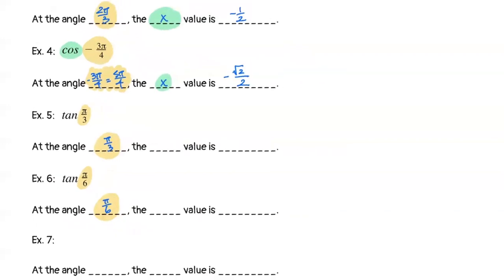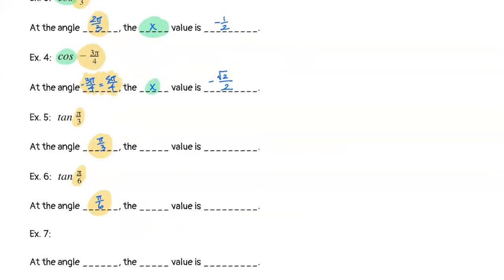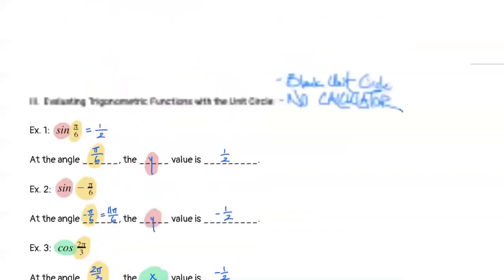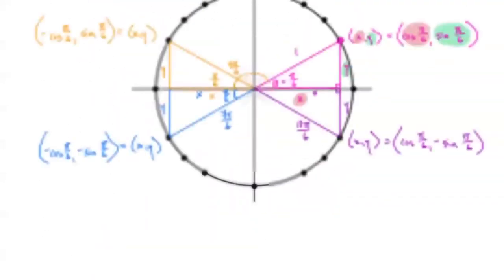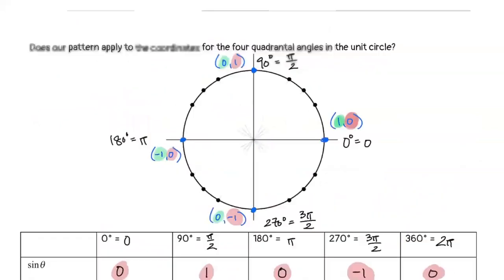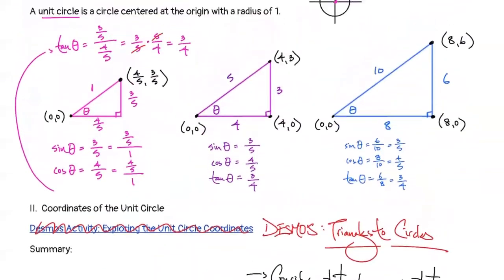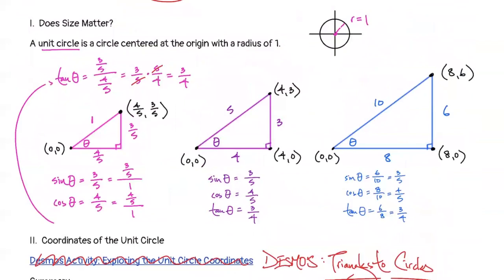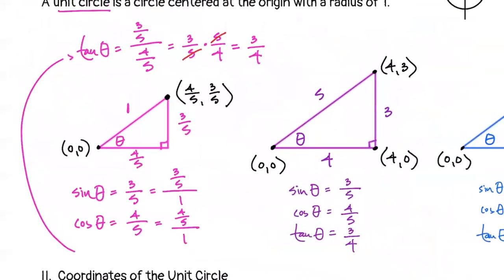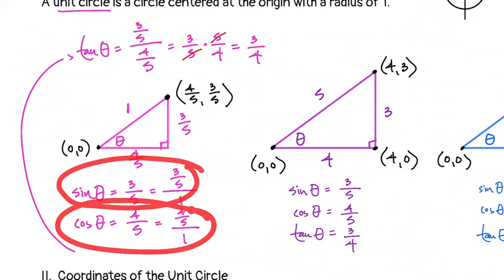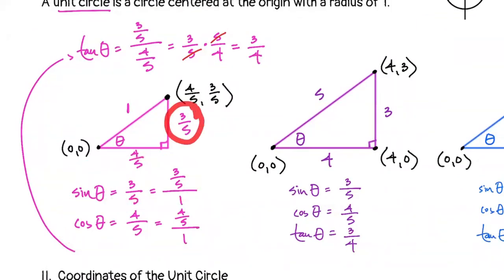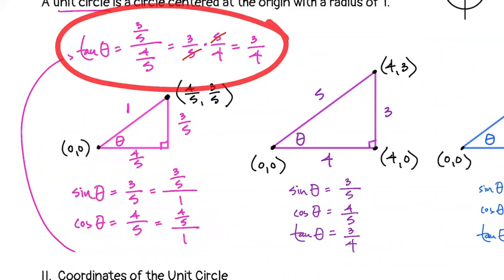And to answer that, we're actually going to revisit something we talked about earlier today, okay? When we looked at the pink triangle, we found sine, we found cosine, and then we found that to be our opposite side and our adjacent side. But we also found tangent.